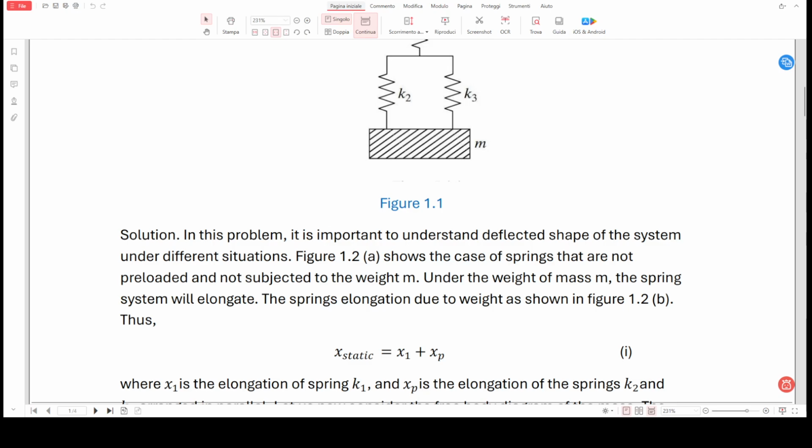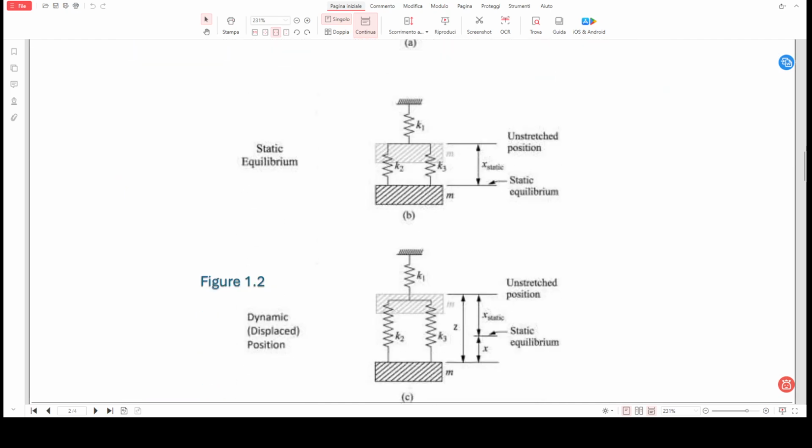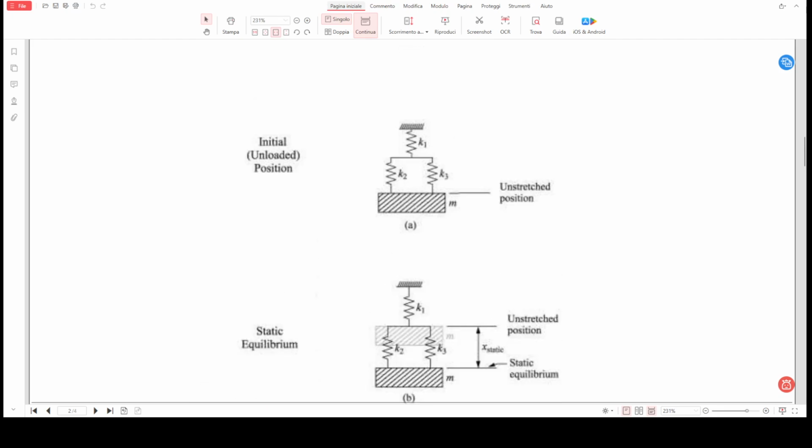In this problem, it's important to understand the shape of the system in different situations. So we can see three different positions. The initial position, A, where the springs K1, K2, K3 are not stressed by the mass M. So the mass M is not attached. So this is the unstretched position.